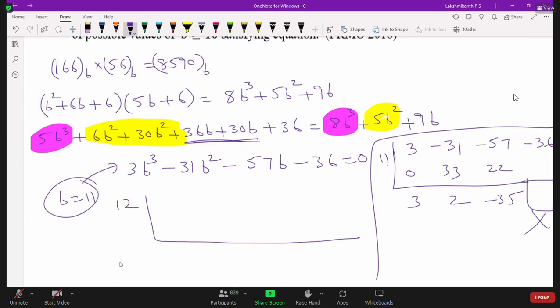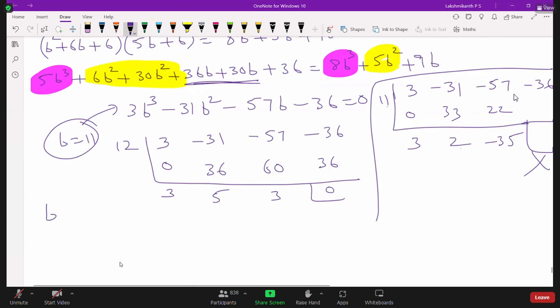So write B power 3 coefficient 3, B square coefficient minus 31, minus 57, minus 36. Here you put 0. 3 times 12 is 36, so it is 5. Here 60, here you will get 3. 3 times 12 is 36. Here you are getting 0. So B is equal to 12 will satisfy, right? Now you can write B is equal to 12.